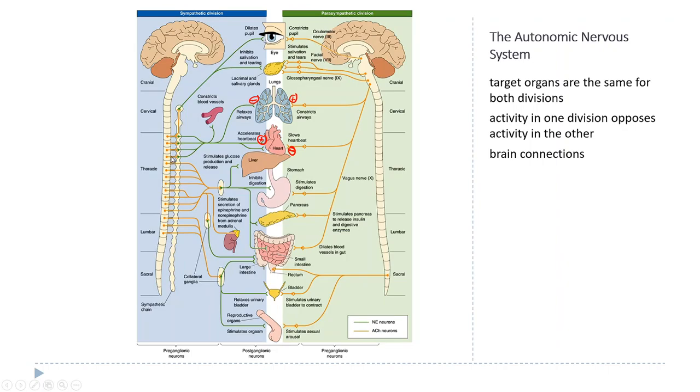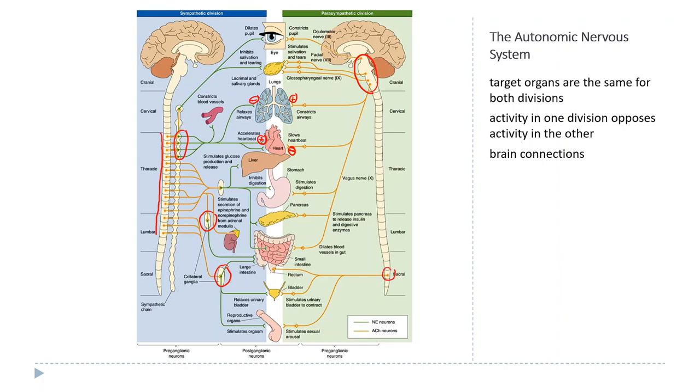In the sympathetic division, the preganglionic neurons are here in the thoracic and lumbar spinal cords, and then the postganglionic neurons are either in this sympathetic chain or in other what are called collateral ganglia in various parts of the body. Meanwhile, on the parasympathetic side, you have the preganglionic neurons up here in the brainstem, and then a collection down here in the sacral spinal cord.